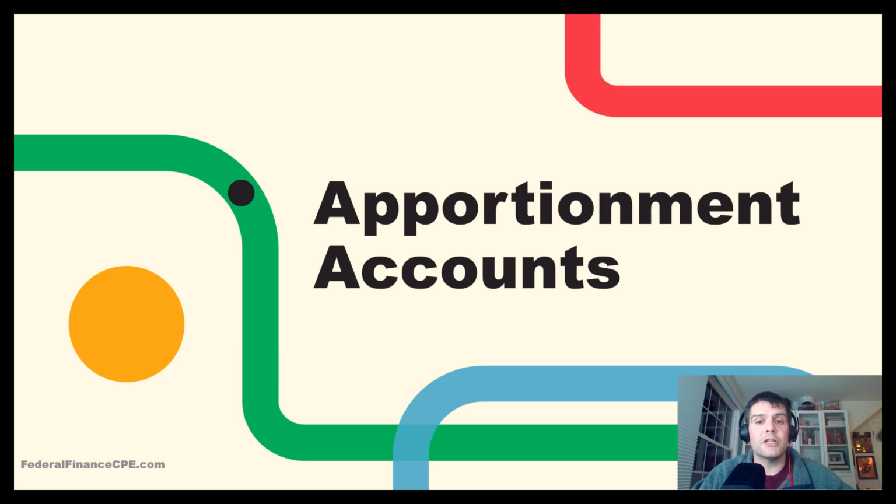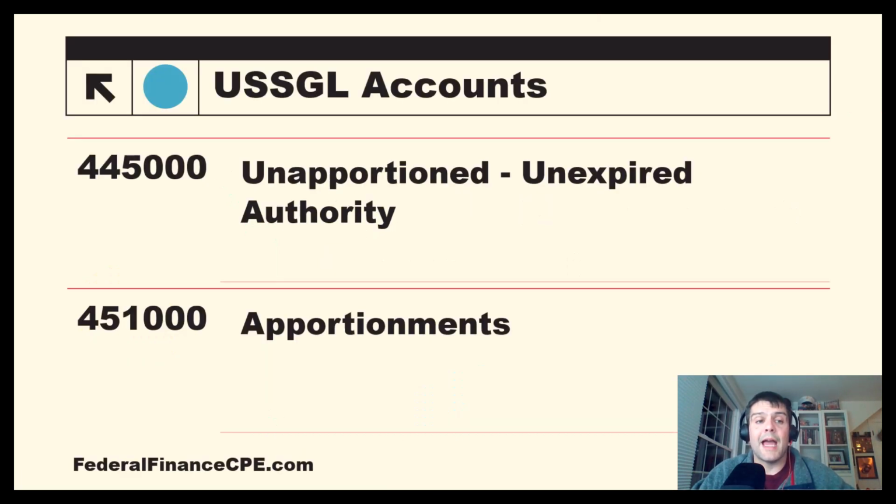Now let's look at the apportionment accounts. Well, here we really only have two. The first one is 445000, which is unapportioned, unexpired authority. And the next is 451000, apportionments. Now here are two things I want to point out. The first one, 445000, this is money you have, but you can't use. It's like a waiting room for funds. And then 451000, this is money that OMB has released for your agency to use. This is where your agency is able to start planning and start allotting.